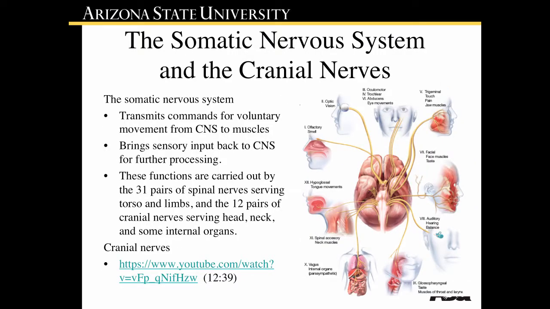The somatic nervous system and the cranial nerves are described here. So the somatic nervous system transmits commands for voluntary movement from our central nervous system to our muscles. So this is what enables us to move around, basically. It also brings sensory input back to the central nervous system so that we can further process it. And these are carried out by the 31 pairs of spinal nerves that we described before, as well as 12 pairs of cranial nerves serving our head, neck, and even some internal organs.